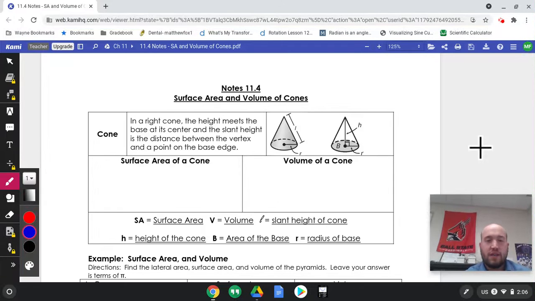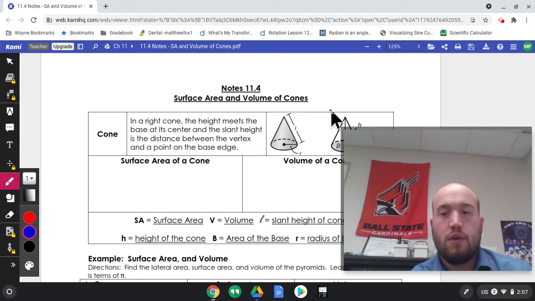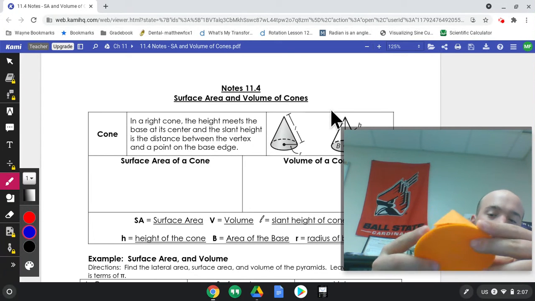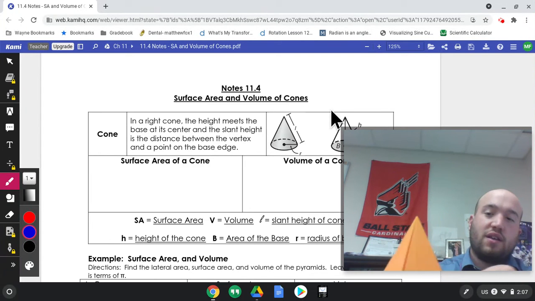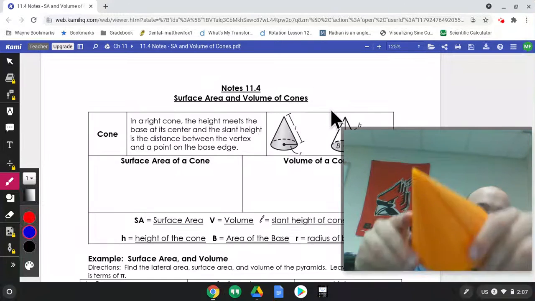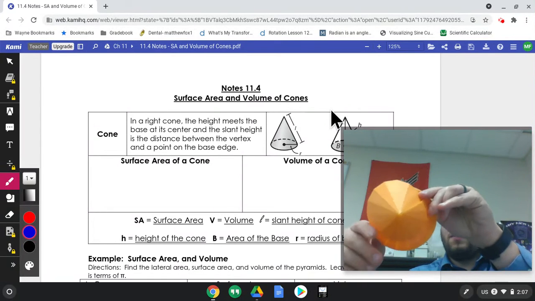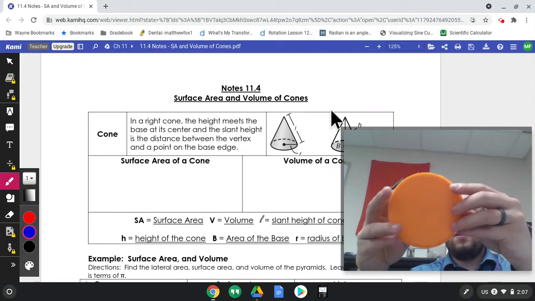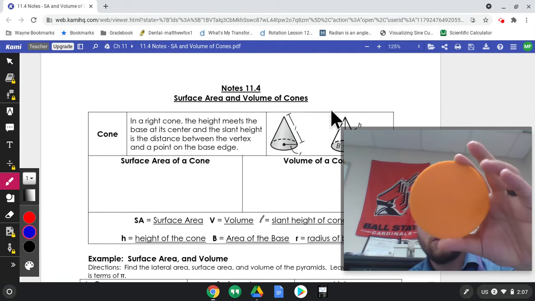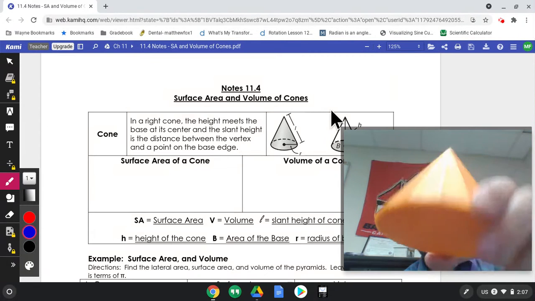Alright, welcome back. Today we are going to talk about the surface area and volume of a cone. Let me make this picture a little bigger for you. A cone is kind of like a pyramid in that it comes to a point, a peak, but the edge is rounded. That's because the base, unlike on the pyramid where it was a square, triangle, or something like that, is a circle.